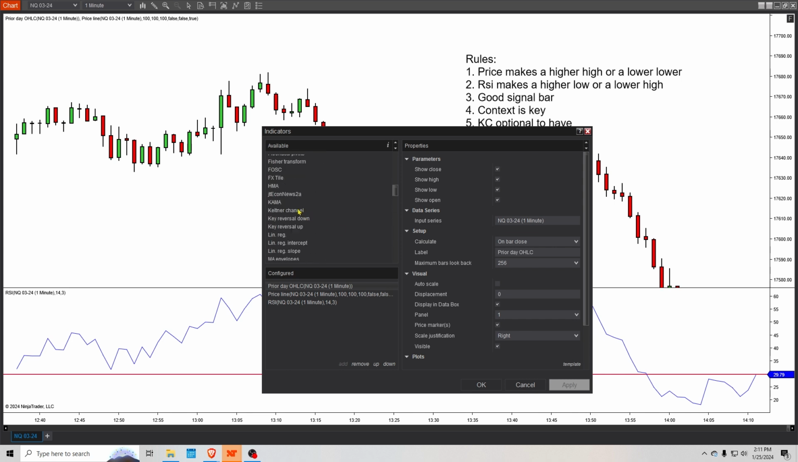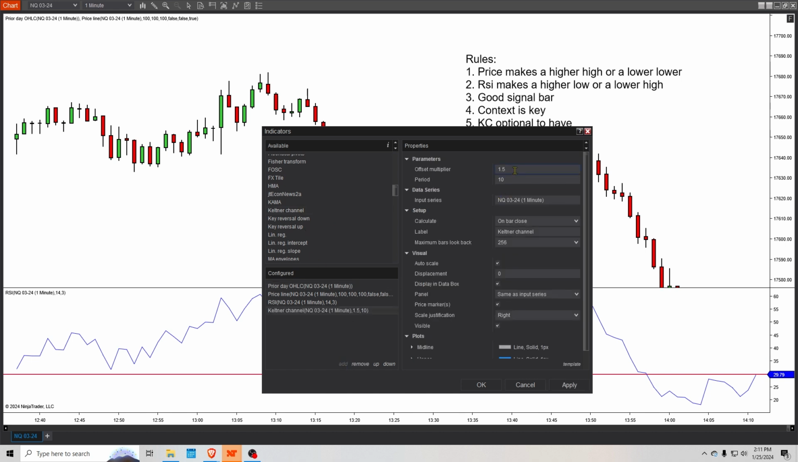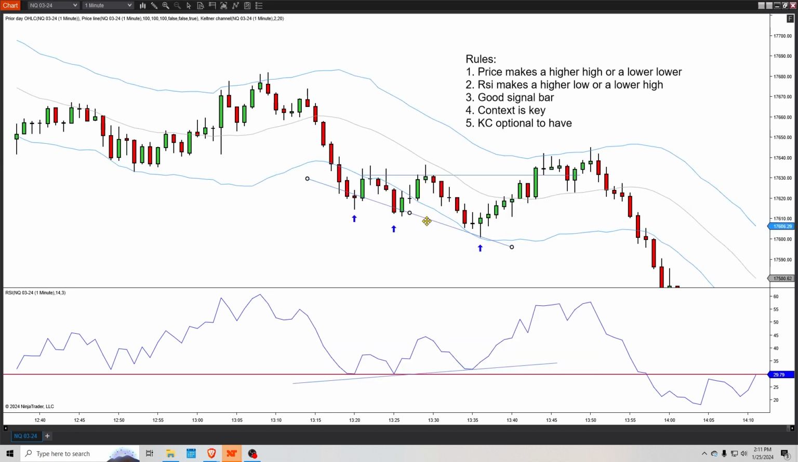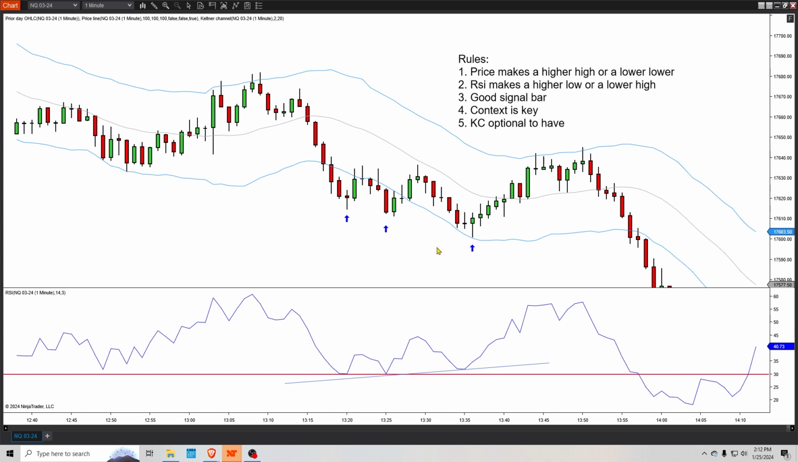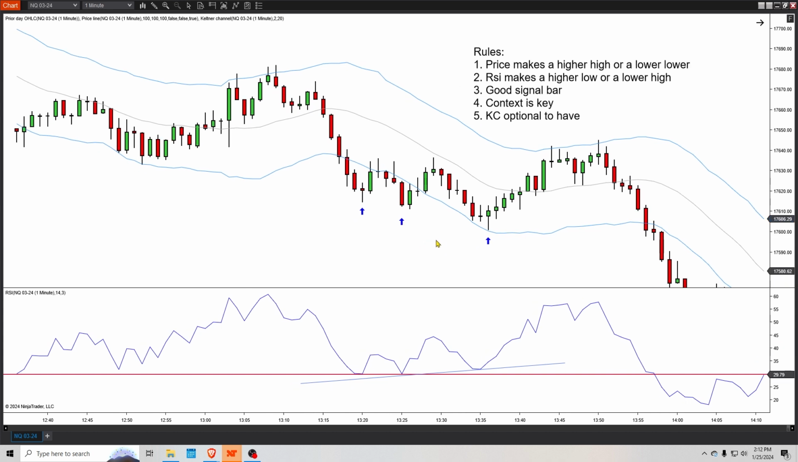Keltner channel, here we go. I also like to do it with a 2 period on the offset multiplier, and the period for this would be 20, so 220. What I'm looking for here with the Keltner channel is all we're doing is looking for U-turns and mean reversion.